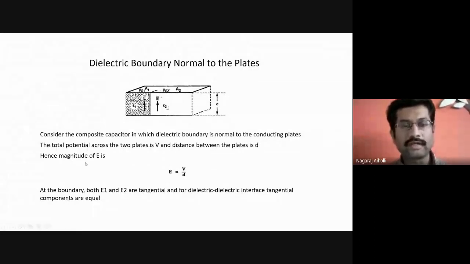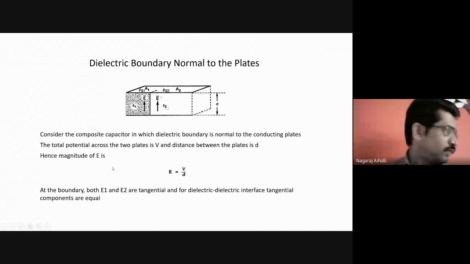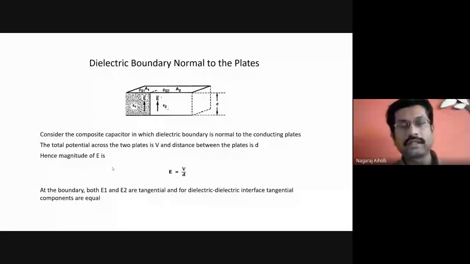Hence, the magnitude of electric field intensity: if we know the potential and the distance between the two plates, then we can calculate the electric field intensity with the formula E is equal to V by d. E is equal to V by d. At the boundary, both E1 and E2, this is important.